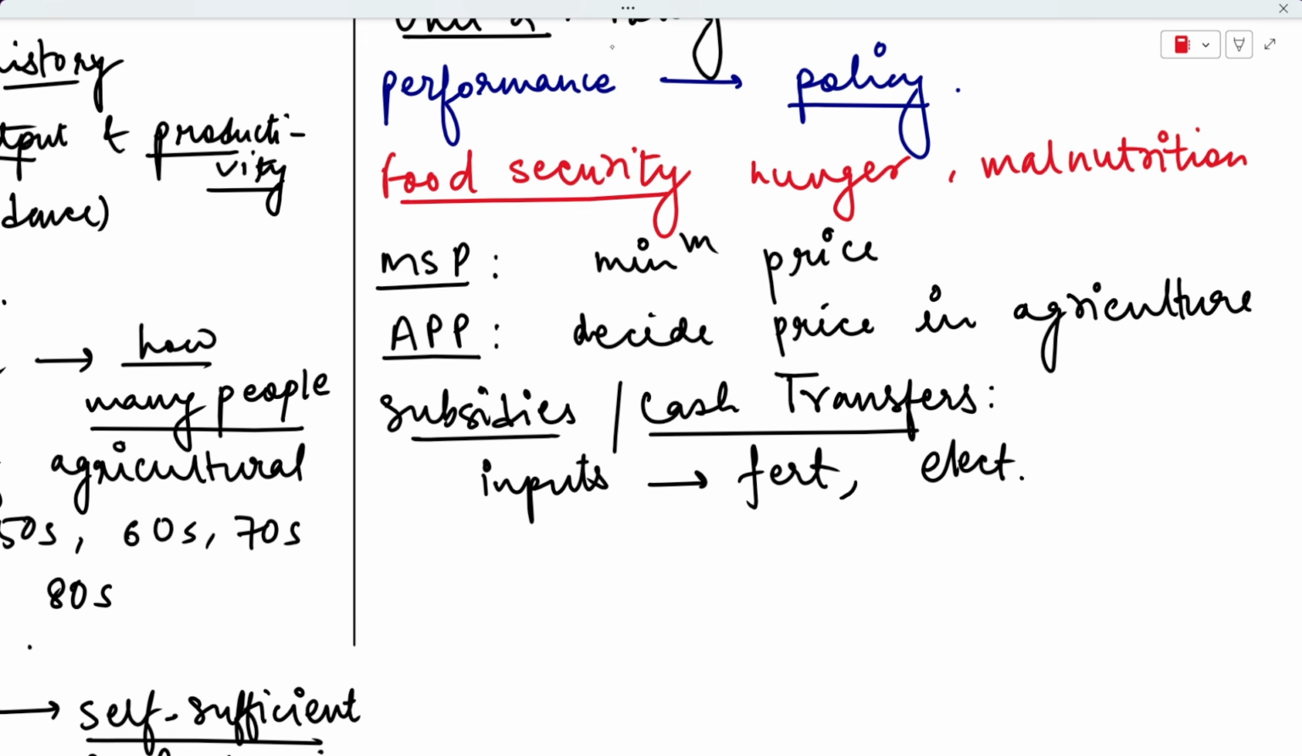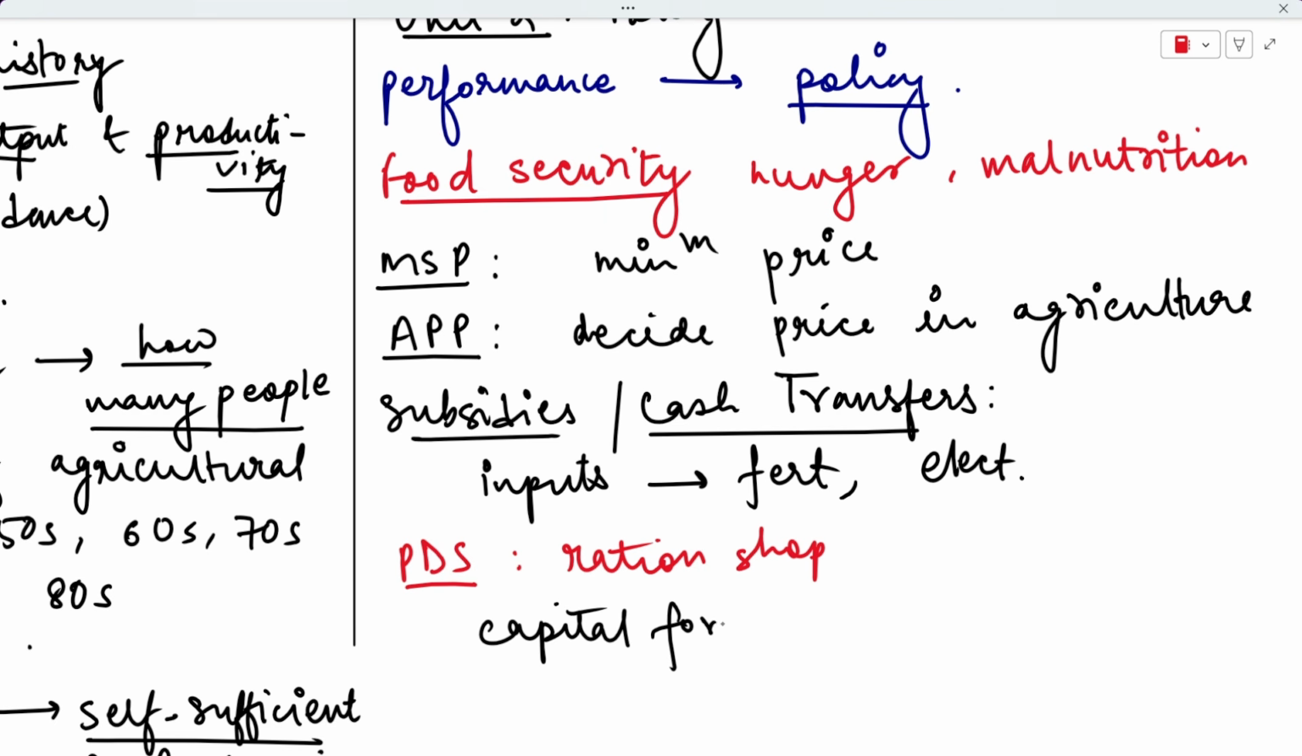Then we have the PDS. What is PDS? PDS is the public distribution system, which is the ration shop system, as you all know. How well does it work in ensuring that food reaches the poor? We need to discuss that. And then lastly, we have capital formation. What is capital formation? We are going to see whether enough investment is happening in agriculture or not. We are going to look at the investment part.